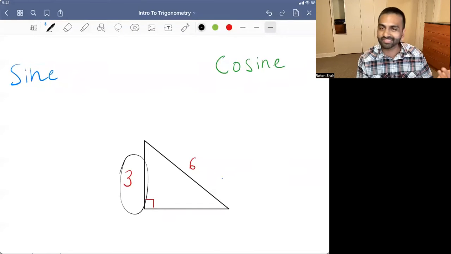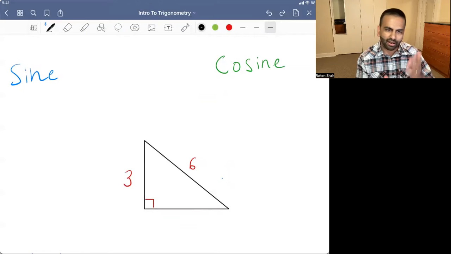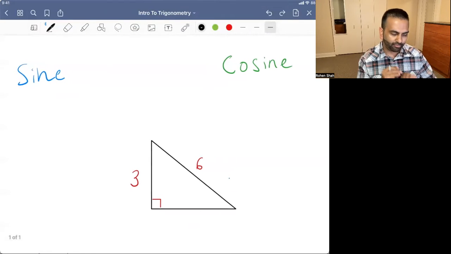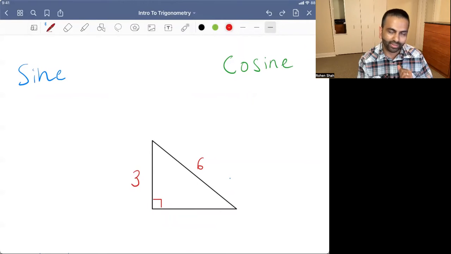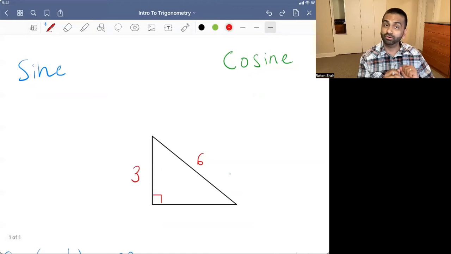For example, here, this side is 3 units long. This one is 6 units long. So you might want to think about how this one is half as big as the other one. So in general, before we talk about what sine and cosine specifically mean, let's get to how we label some of these things so that we can define sine and cosine a lot more easily.